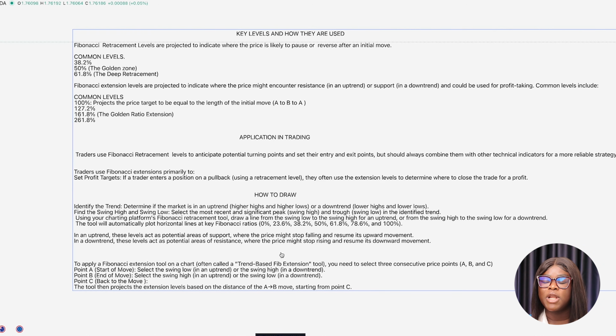Now let's look at Fibonacci extension. To apply a Fibonacci extension tool on a chart, often called a trend-based Fibonacci extension tool, you need to select 3 consecutive price points, A, B, and C. Point A, start of a move. Select the swing low in an uptrend or the swing high in a downtrend. Point B, end of the move. Select the swing high in an uptrend or the swing low in a downtrend.